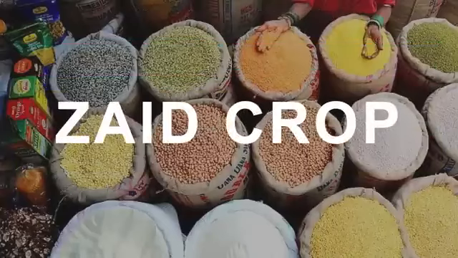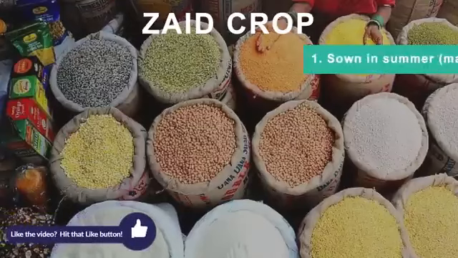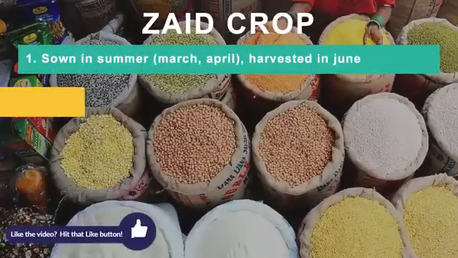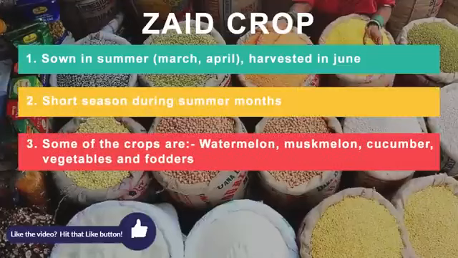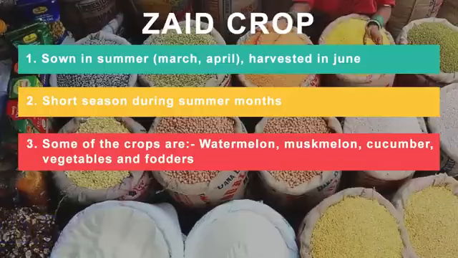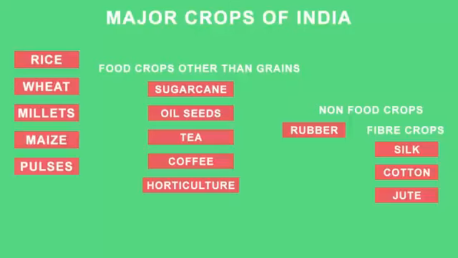So after the Rabi and Kharif seasons, there is something called the Zaid season. It is a short season, mostly in the summer. Some of the crops that are grown in this season are watermelon, muskmelon, cucumber and other vegetables and fodders. So all of these crops fall under Zaid crops. With this, we are now aware of the three types of cropping patterns in India. Now let's read about the major crops of India.